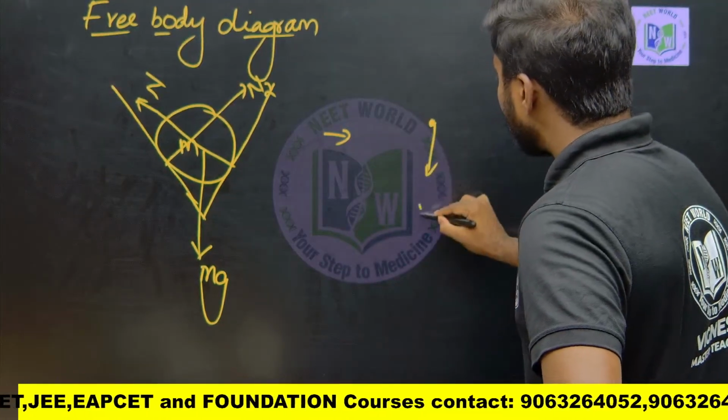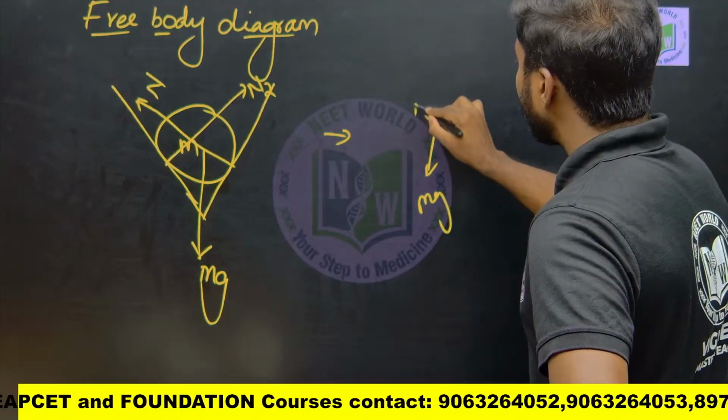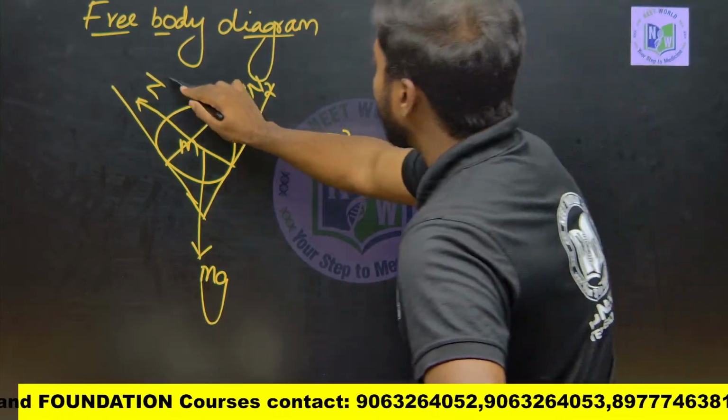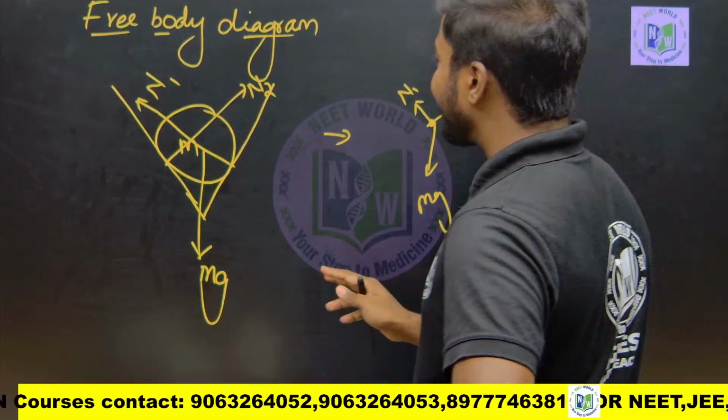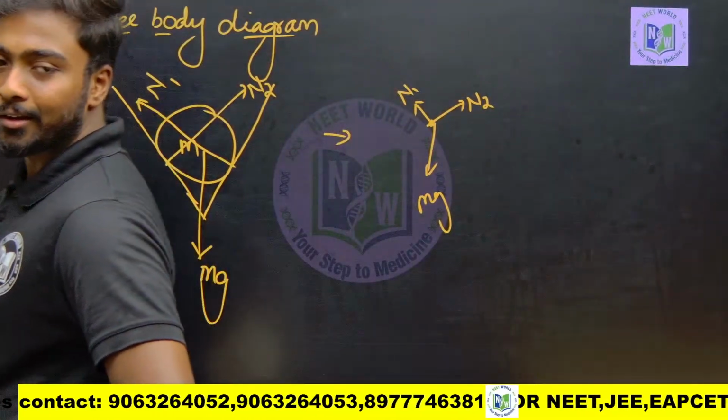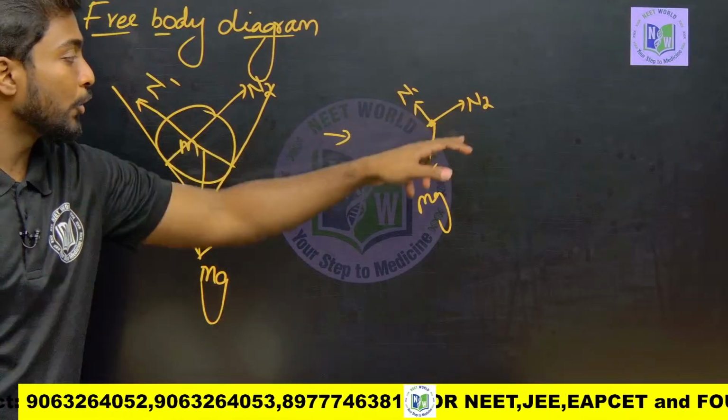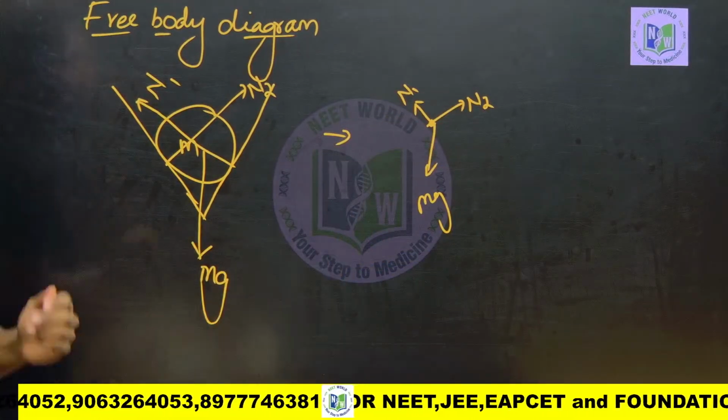So this is mg, and this one will be my n1 and this is n2. Are there any other forces acting? No, right? So only the normals n1 and n2 and the weight of the object.